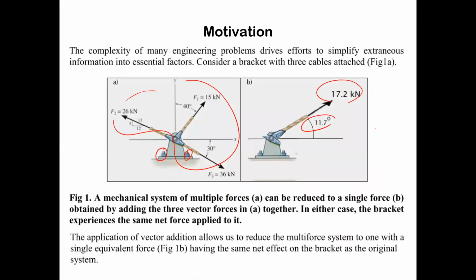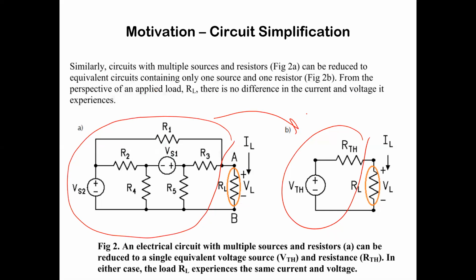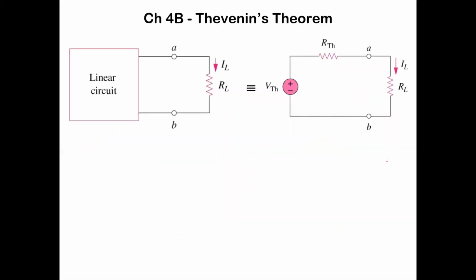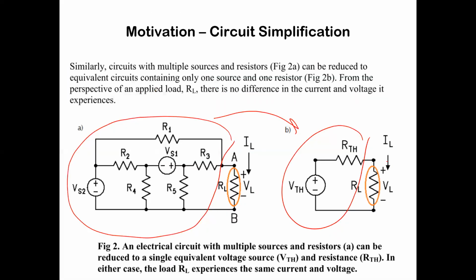So in the same thing here, the bracket experiences the same force applied to it, no matter if it's 3 separate forces or 1 single force. In this situation, the load experiences the same current. The load can't tell the difference. If you pull out this load here, you can't tell the difference whether you've got this complicated circuit here or this simpler circuit here. So we've succeeded in simplifying it so it makes it easier to understand what the load's going to be doing.